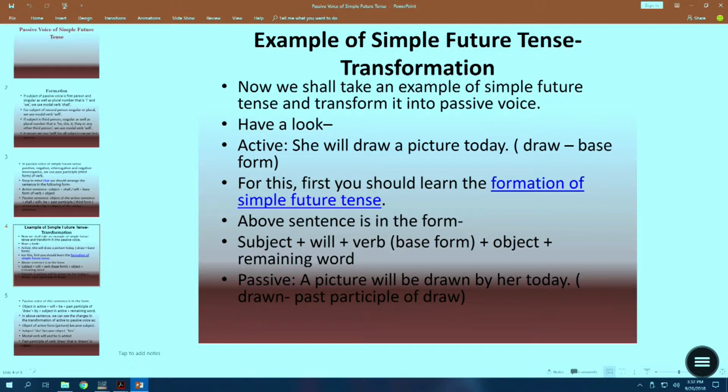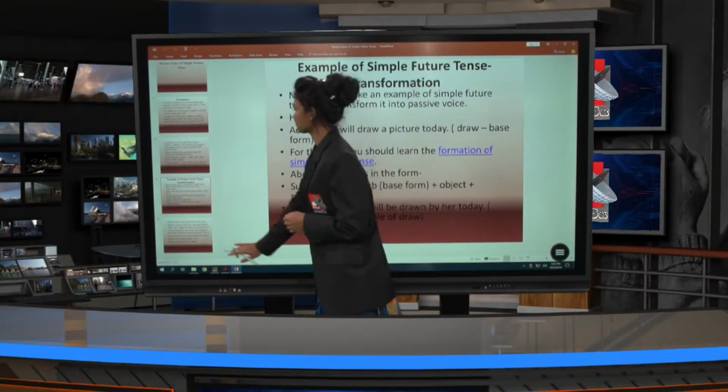Then have a look again. She will draw a picture today. I think you are familiar with this. A picture will be drawn by her. It is not necessary, right? A picture will be drawn by her.